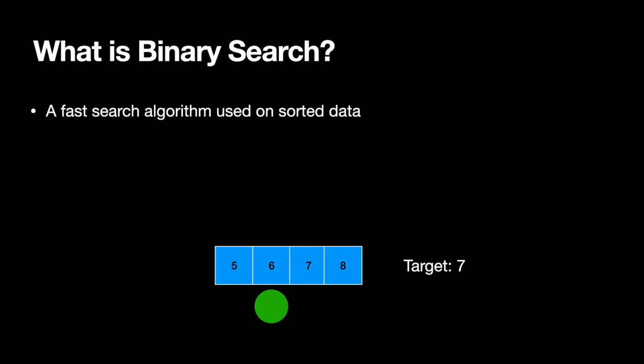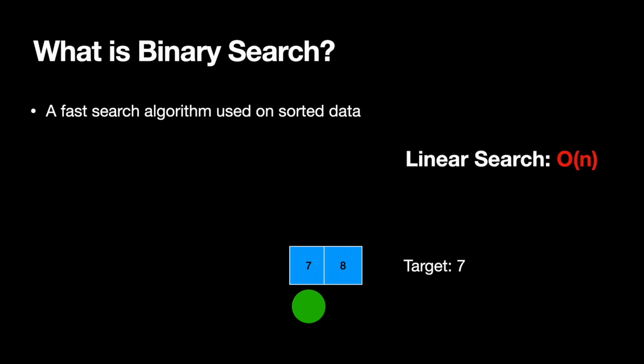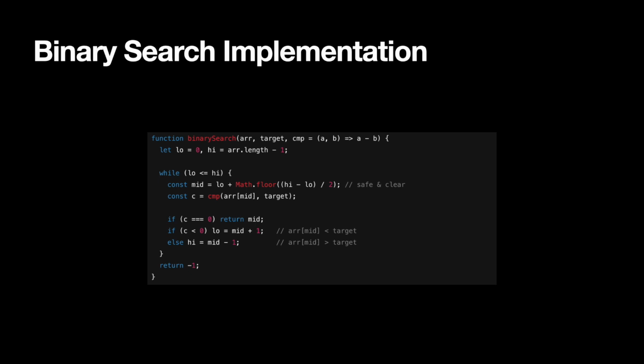the right subarray, and then we repeat that process again until we find our target value, which only took 3 iterations. Because of this, linear search is an O of n time complexity, which is much slower than binary search's O log n. Here's a binary search implementation in JavaScript.